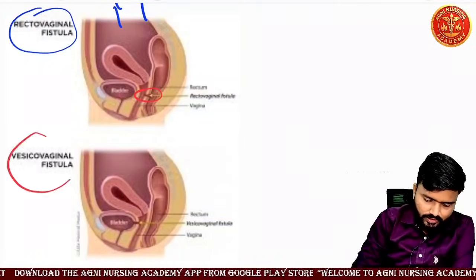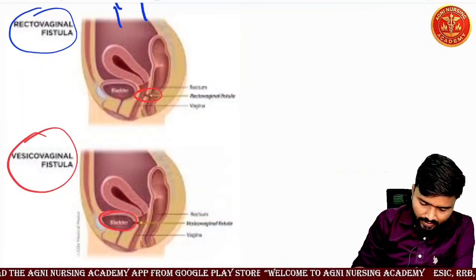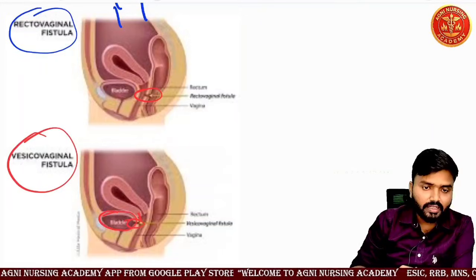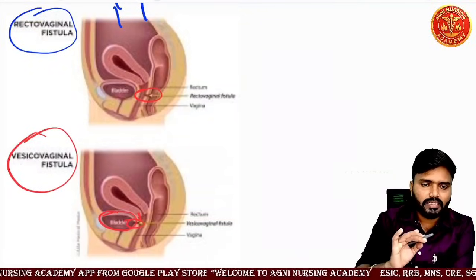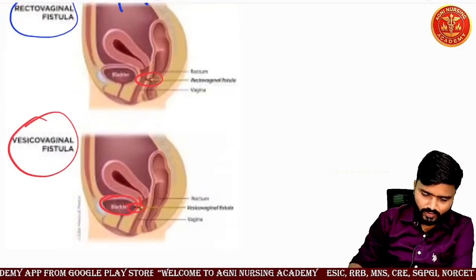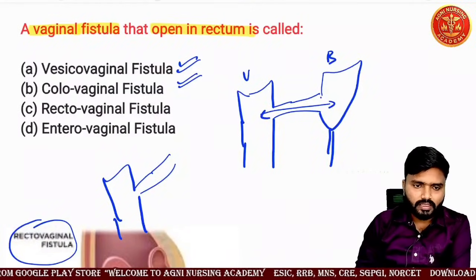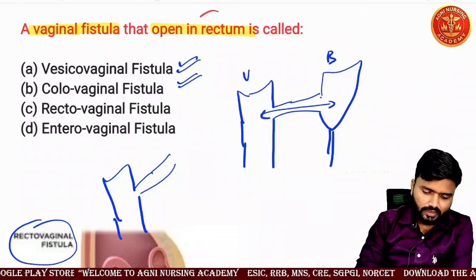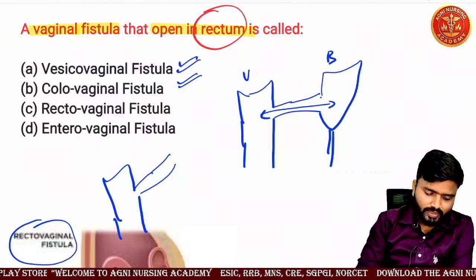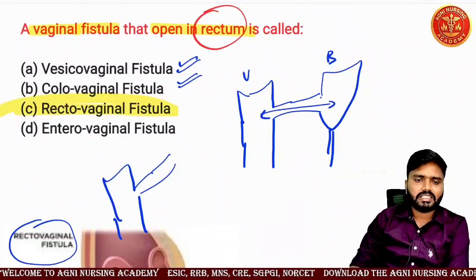Here vesico-vaginal fistula means, this is the bladder, and between the bladder and the vagina there is an abnormal connection, so that we will call the vesico-vaginal fistula. These are all fistulas, that is, abnormal connections. Here they are telling open in rectum means recto-vaginal fistula. Understood? Option C is the correct answer for this question.